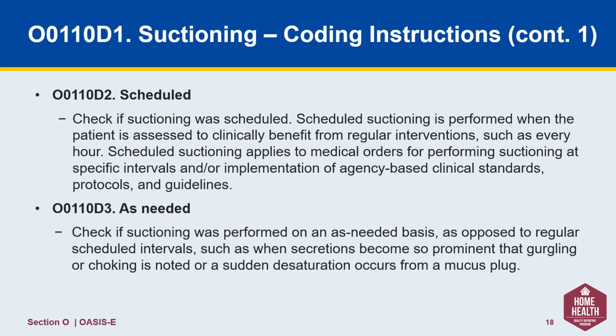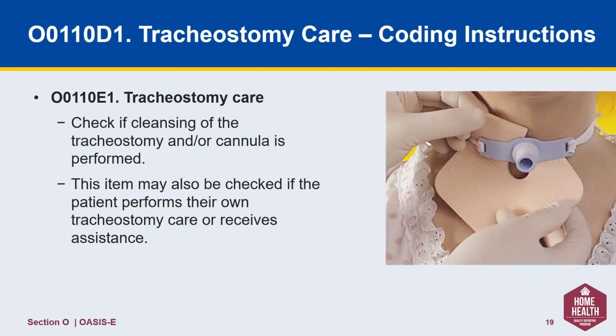As needed is performed on an as-needed basis as opposed to regularly scheduled intervals. For instance, when secretions become so prominent that gurgling or choking is noted, or a sudden desaturation occurs from a mucus plug. Moving on, we have tracheostomy care, which is O0110E1. You would check this if cleansing of the tracheostomy or cannula is performed. This item may also be checked if the patient performs their own tracheostomy care or receives assistance.